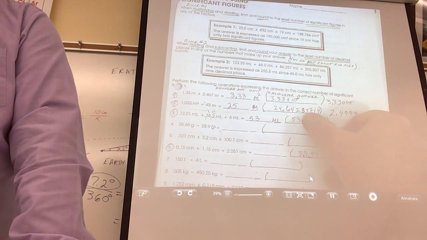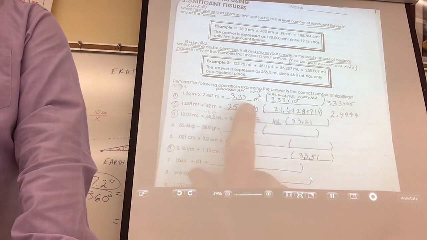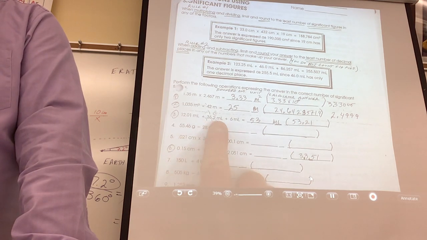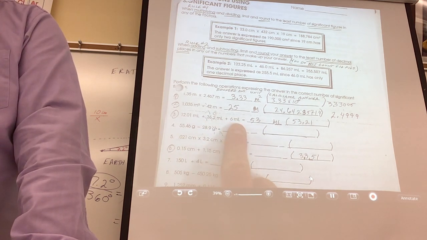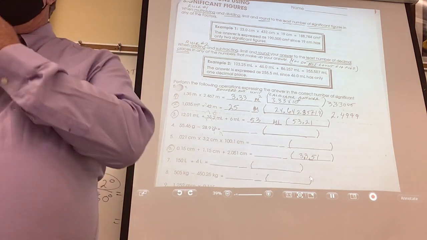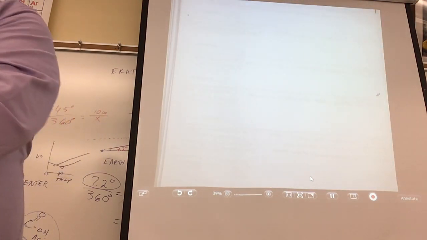See that? Also, your calculator does not know what a meter times a meter is. You do. Your calculator does not know what a milliliter plus a milliliter plus a milliliter is. So you have to do that. All right, now that's enough review there. You can do some more of those if you want. Now, what I'd like to do is I'm going to give you a ruler.